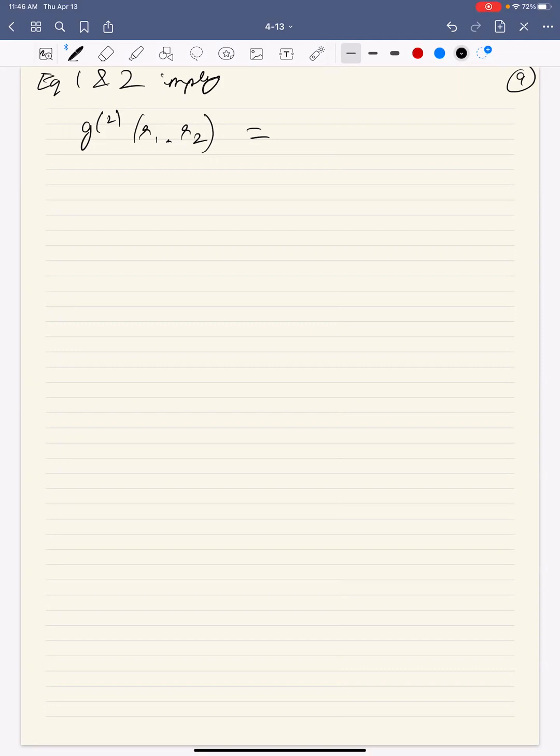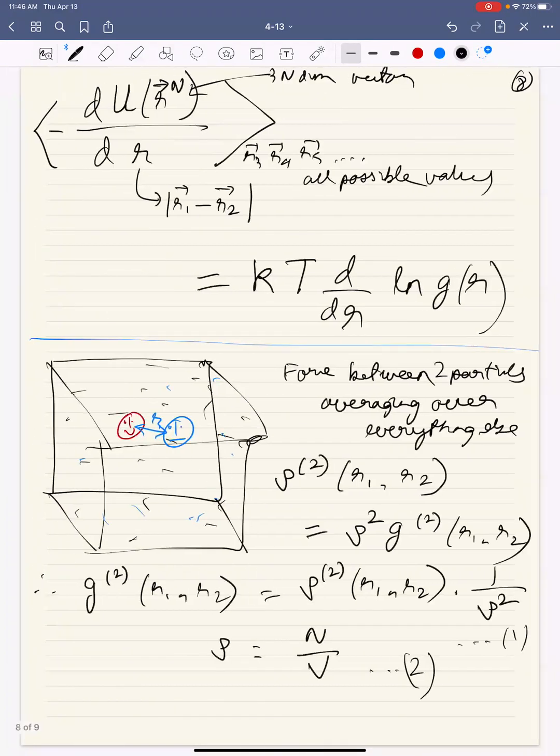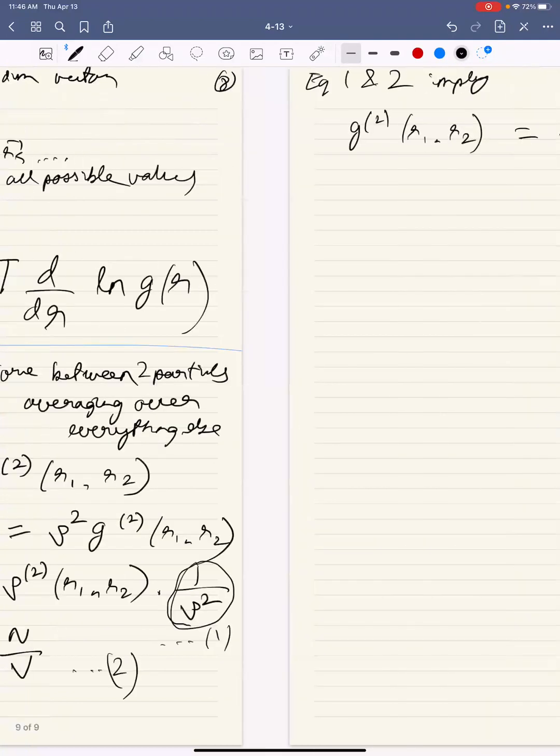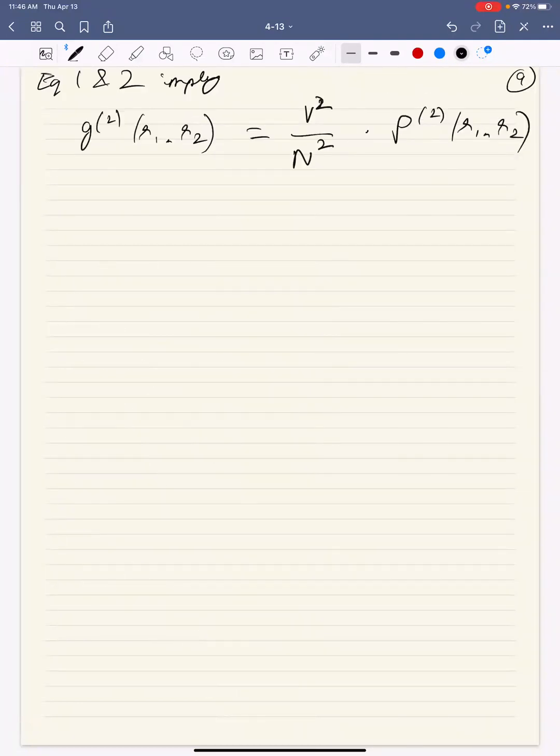So G2 R1 R2, I think so. I have to think more. G2 R1 R2 is going to be v to the power 2 by n to the power 2 multiplied by rho 2 of R1 R2, right? All I have done here is to put in the value of rho. Rho is n over v, so it becomes v square by n square.